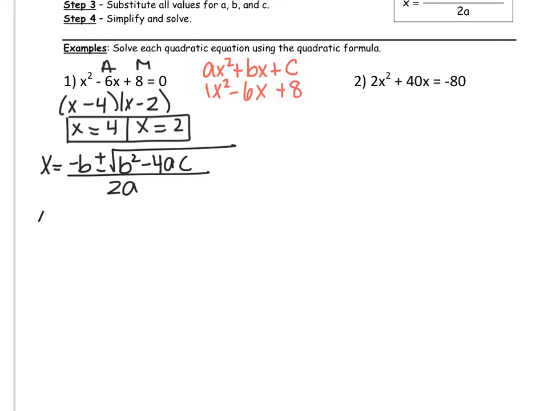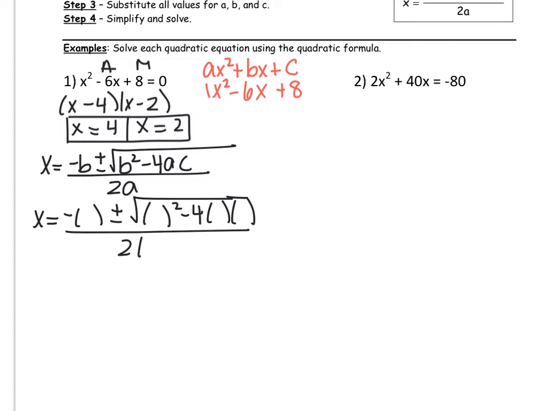So whenever we substitute, we're going to substitute with parentheses. So it's x equals negative something plus or minus the square root of something squared minus 4 times something all over 2 times something. So what goes in here is the b value. So b happens to be a negative 6. Again, another b goes in here. The a value goes here, and the c value goes here. So a is 1, and c is 8. And again, the a value is 1. So the first step is substitute everything with parentheses. And then we keep going.